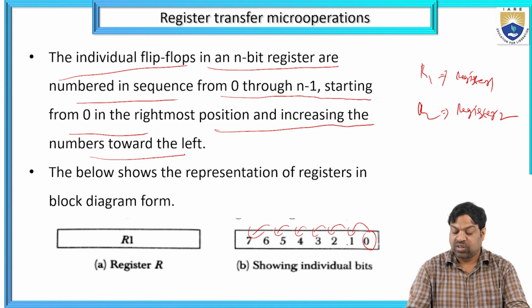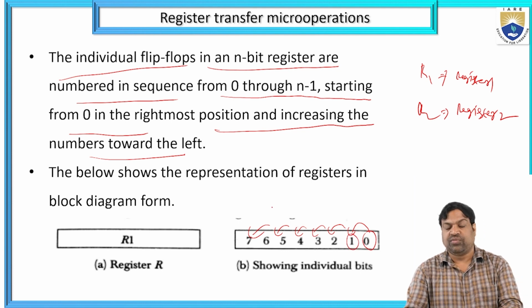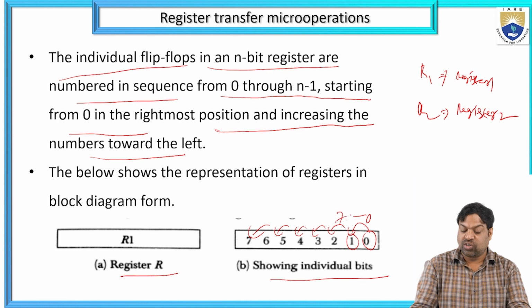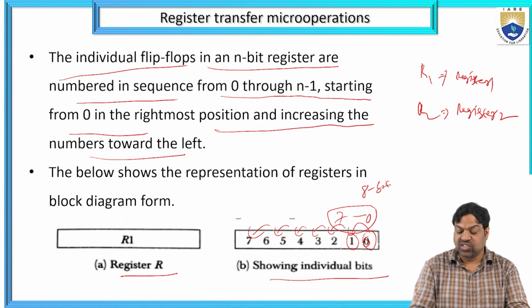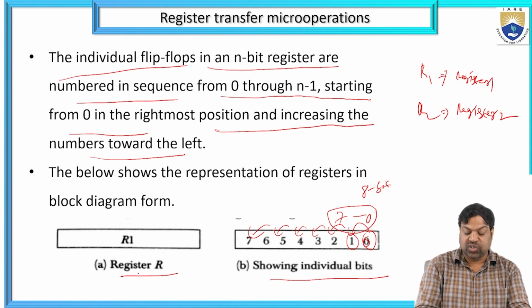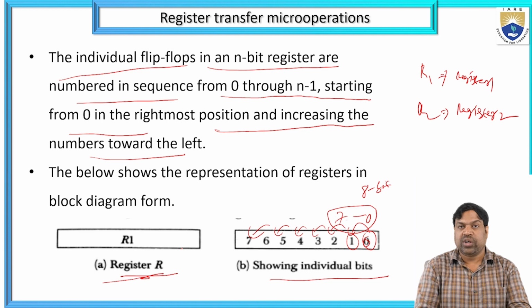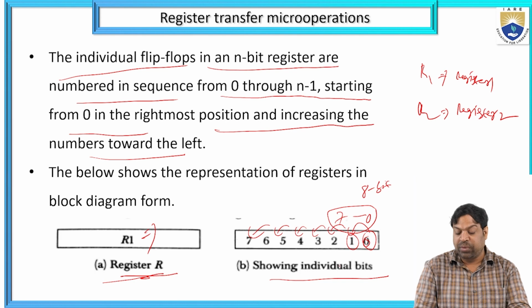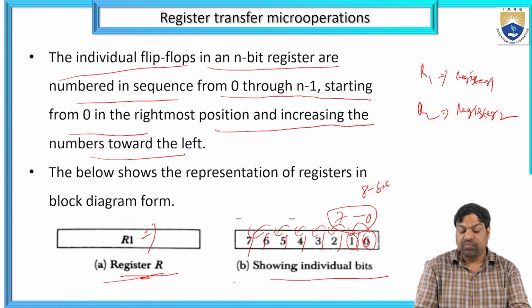What is the first one? 0. Then to the left, 1, 2, 3, 4, 5, 6. So the leftmost values are increasing. That is register R1, showing the individual bits. Here 0 to 7. Total how many are there? It is an 8-bit register. How can I know? Here we have indicated 0, 1, 2, 3, 4, 5, 6, 7. But in the first figure, register R1, I don't know the size, and we have to find out the size of R1. In figure B it is shown clearly, because every bit shows its numbering 0 through 7, so we can find it easily.